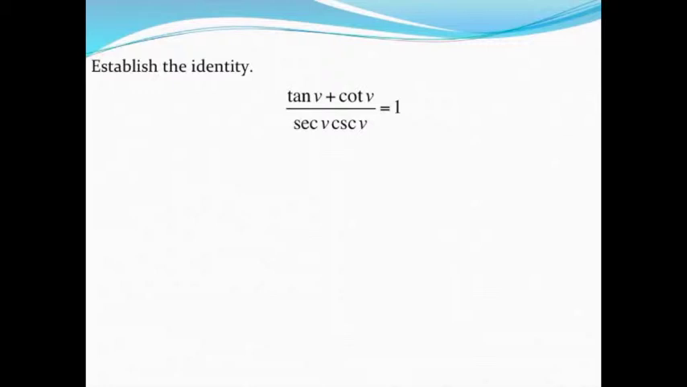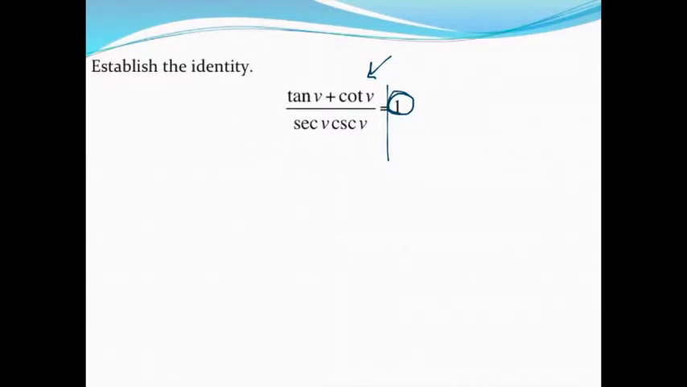To establish this trig identity, I'm going to mess with this side of the equation to try to end up with a 1. Usually it's in our best interest to start with the more complicated side. For this particular identity, I think I'll begin with one of our very useful tricks, and that's writing things in terms of sine and cosine.